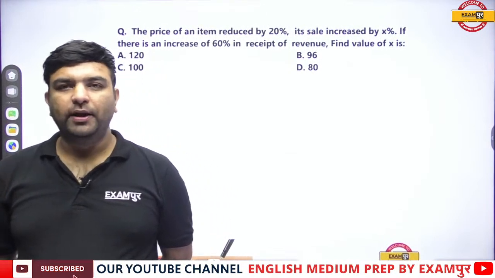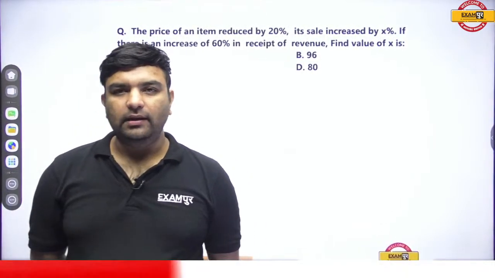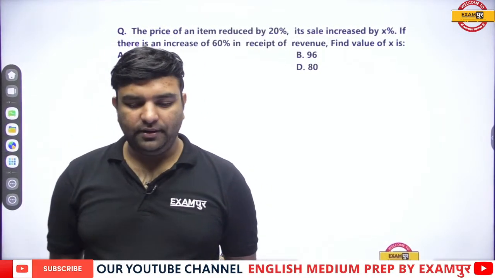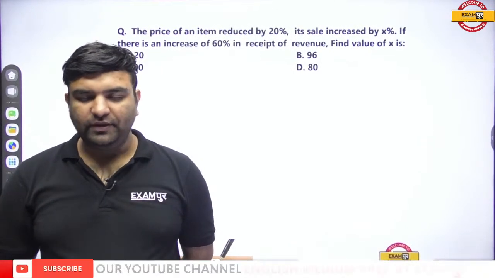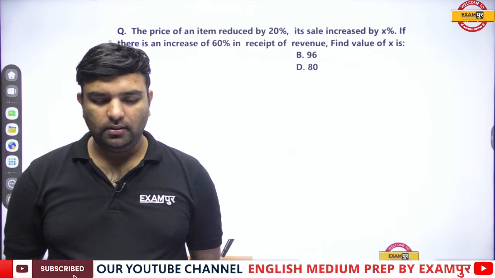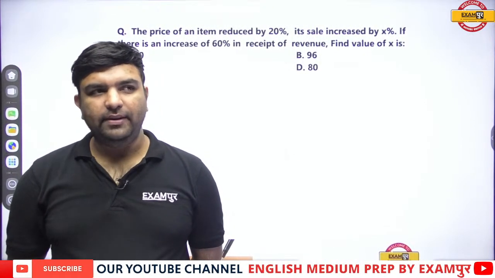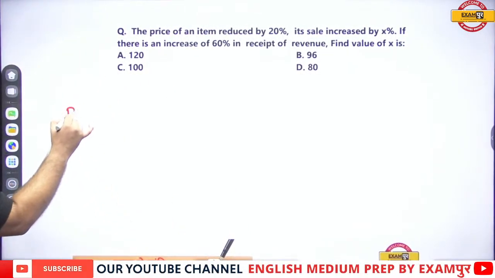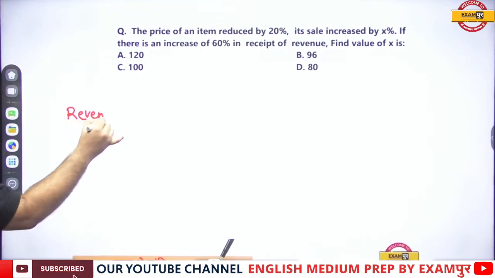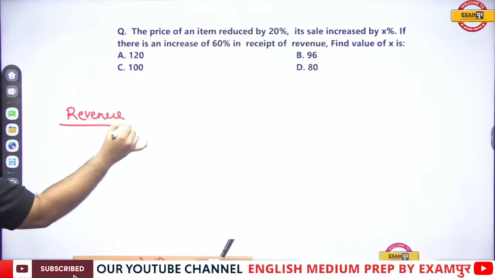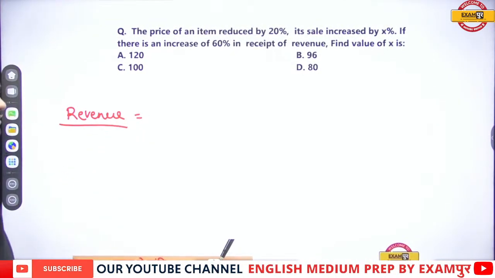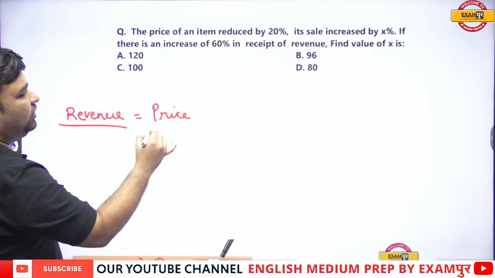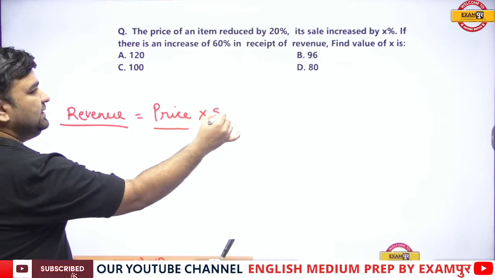The price of the item is reduced by 20%, and sales increased by X%. There is an increase of 60% in the revenue. Again, the revenue formula is the same as the expenditure formula. Revenue is the total amount a shopkeeper receives in a day: the price of the item he is selling and how much he is selling, the sales.